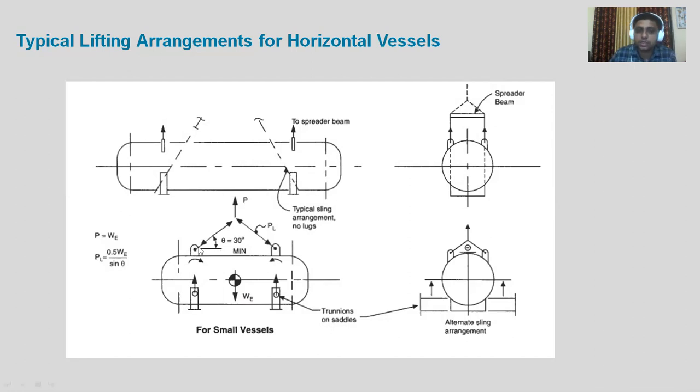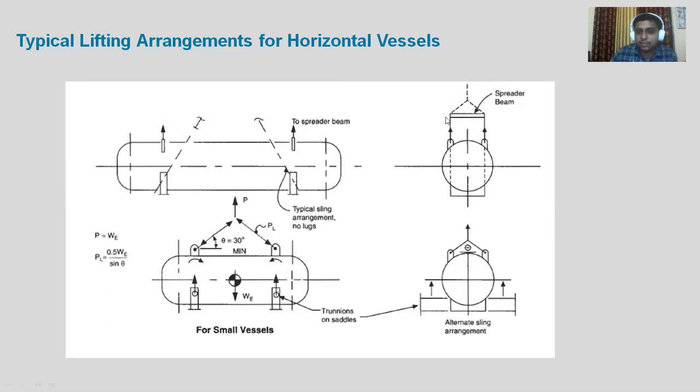We can also use a spreader beam. You can see over here the spreader beam. If a beam is used, then from here a straight component comes, and from here a straight component comes, and it will be lifted like this. So you can use a spreader beam, or you can lift the equipment without a spreader beam. What effect will that have on your lifting arrangement or the stresses? That also we are going to see.